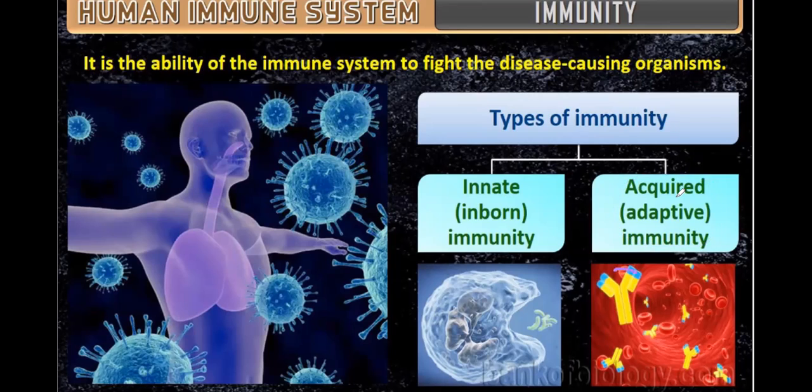In our body there are some cells like macrophages. As soon as a pathogen enters our body, they will eat these pathogens. So it is an example of innate immunity. Production of antibodies is acquired immunity.